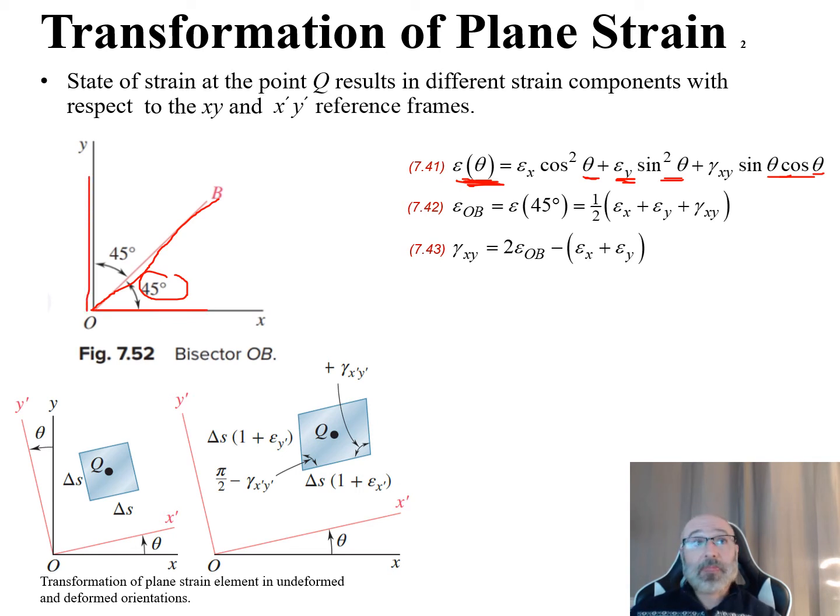Now if we denote our strain by this epsilon OB, we can come up with this relationship we see here in our equation 7.42.